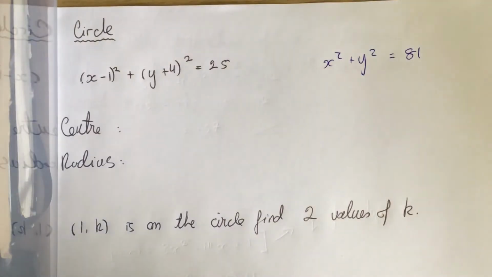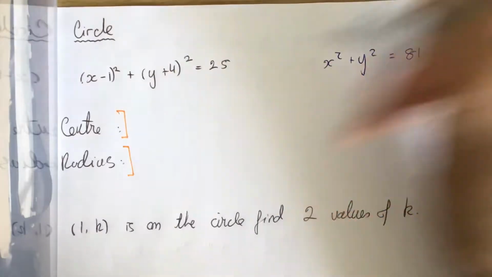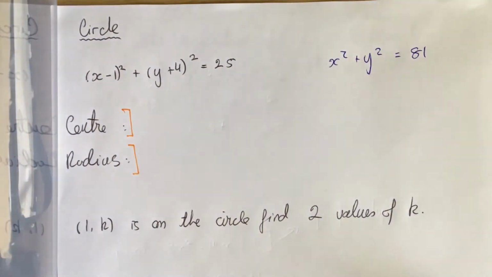Now the first thing you will do in every single circle question, you need to find the centre and you need to find the radius. Pretty much every question that's ever come up, they are the two things that you need to look out for.